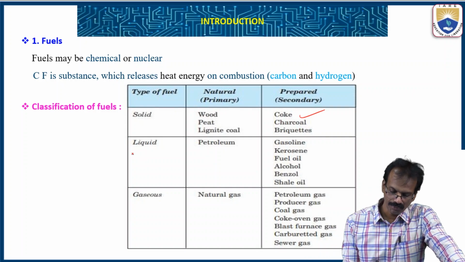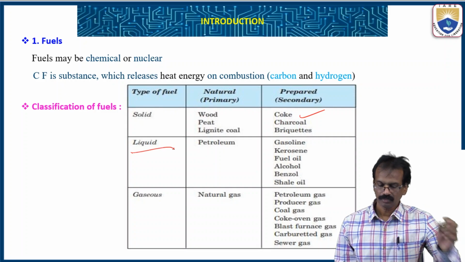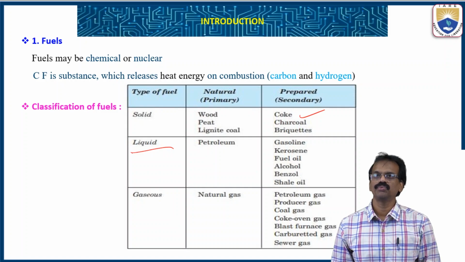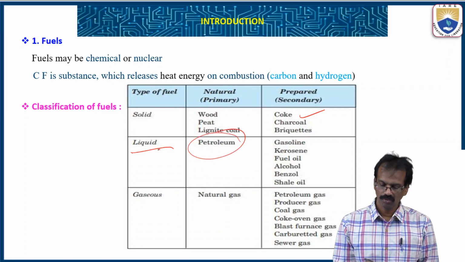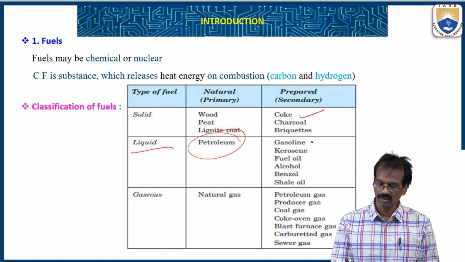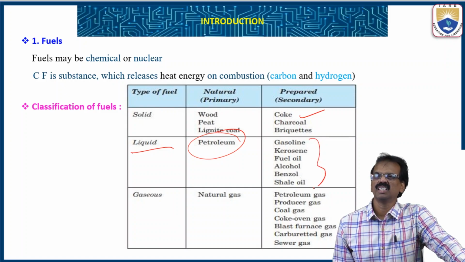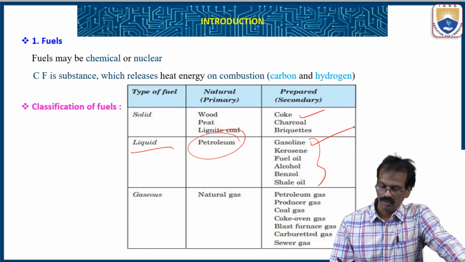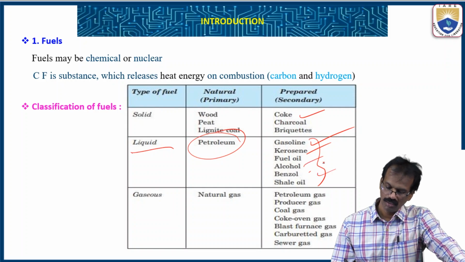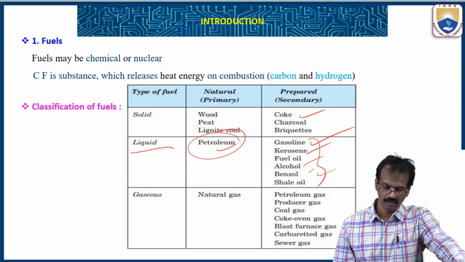Next one is liquid fuels. The source of liquid fuel is petroleum. By refining petroleum, we get all these derivatives of petroleum products: gasoline, kerosene, fuel oil, alcohol, benzol and shale oil. All these are derivatives of petroleum. These are the prepared and secondary fuels, you can consider this one.